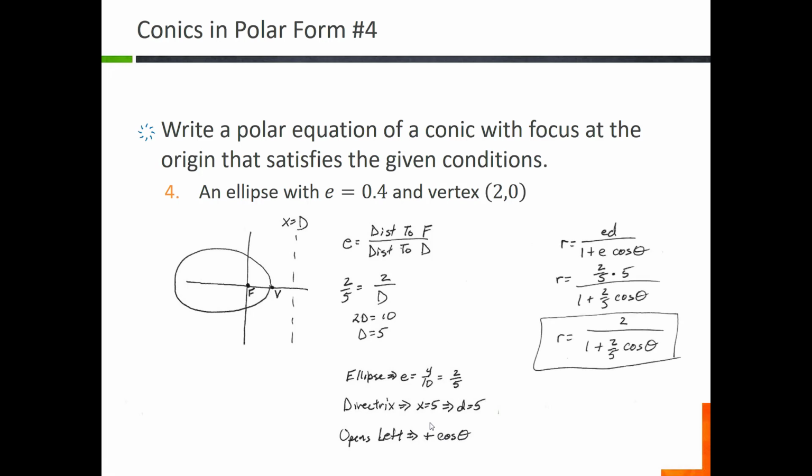So again, let's put all this together here. We're going to have r equals the eccentricity, which is 2/5 times 5, and then divided by 1 plus the eccentricity again times the cosine of theta. So we get r equals 2 divided by the quantity 1 plus 2/5 cosine of theta. So that was a little harder because we weren't given the directrix, but we can still figure it out just by using our definition for what the eccentricity actually represents.